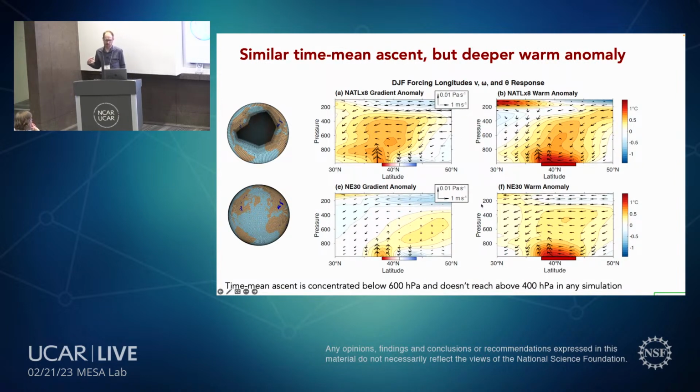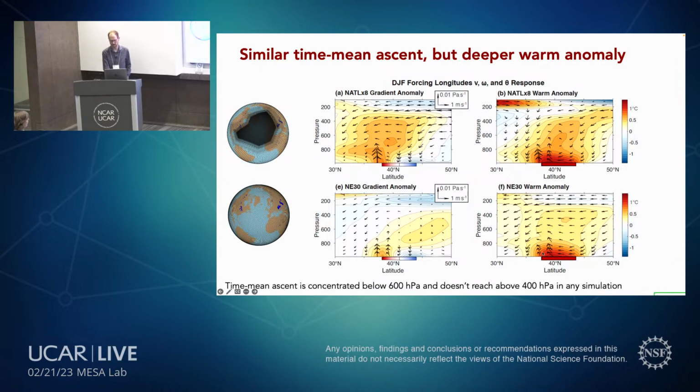Yet somehow you're getting a much deeper temperature response into the free troposphere. So this is showing, averaged over the forcing longitudes, the latitude versus pressure cross-section of atmospheric temperature, potential temperature, and then the V and omega winds. So you can see in the high resolution cases, you get this warm anomaly extending up into the free troposphere in both cases. So kind of similar in both of these high resolution cases.